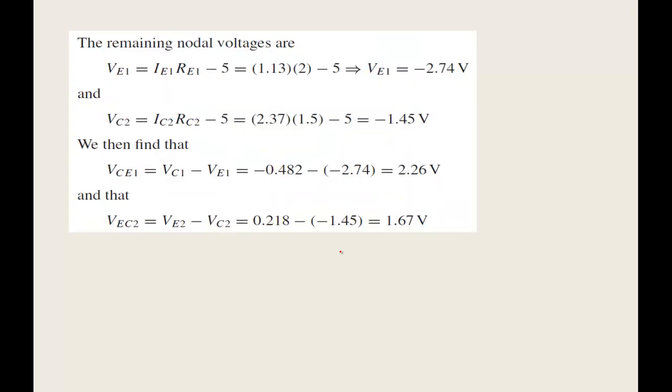Okay. Then the remaining node voltages, obviously we can easily find out. We know that VE1 is IE1 RE1, so we substitute that and you can find it. VC2 is also IC2 RC2. We can find it straight away. Then again VCE1, VC1 minus VE1, that will be your 2.26 volt. Then again VEC2, VE2 minus VC2, which is nothing but 1.67 volts.